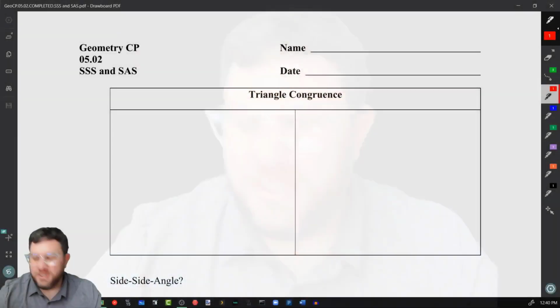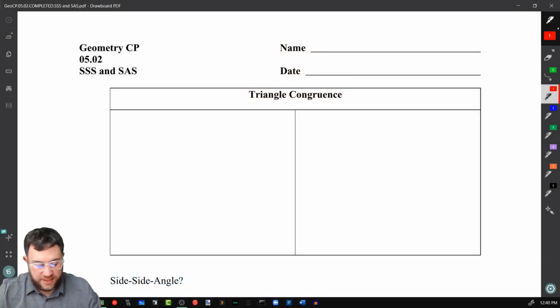The rest of this chapter, for the most part, will deal with how to prove that two triangles are congruent. And we actually have 5 different ways to prove triangles are congruent that we're going to look at. We're going to look at 2 today, and then 2 next time, and then 1 in that last section. So let's go ahead and jump in. You can see that the first 2 ways are going to be SSS and SAS.